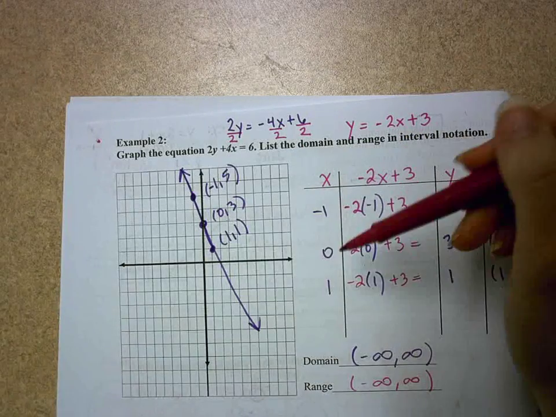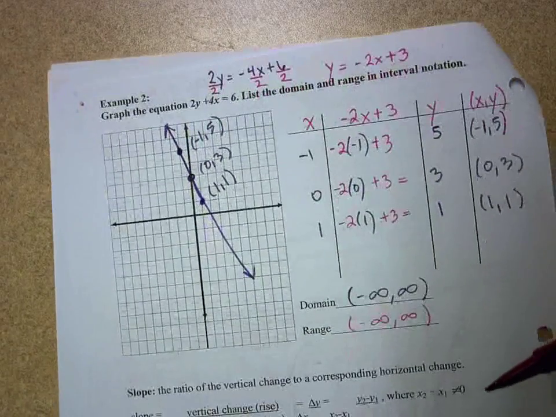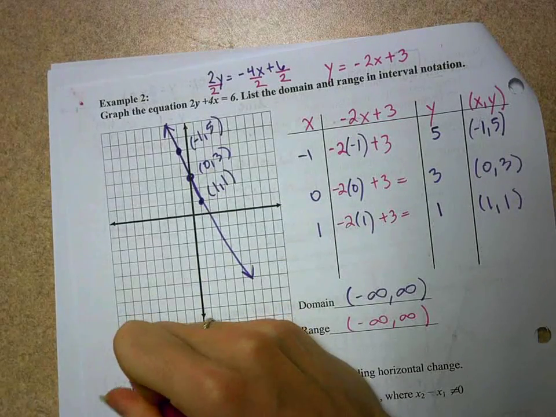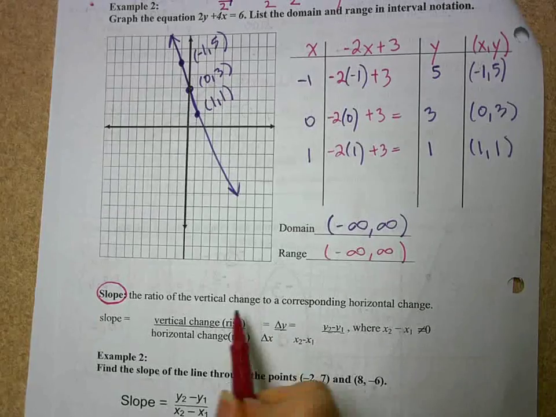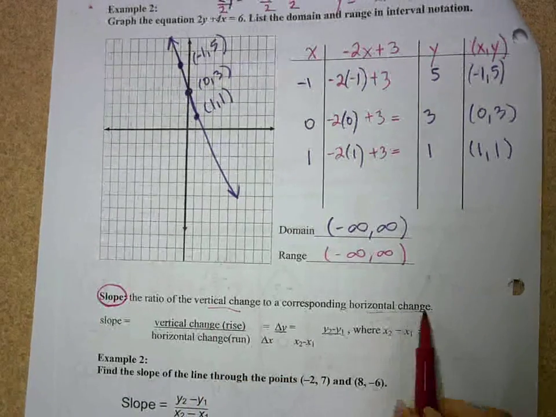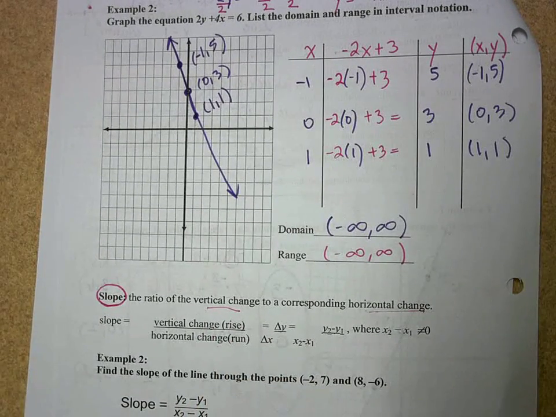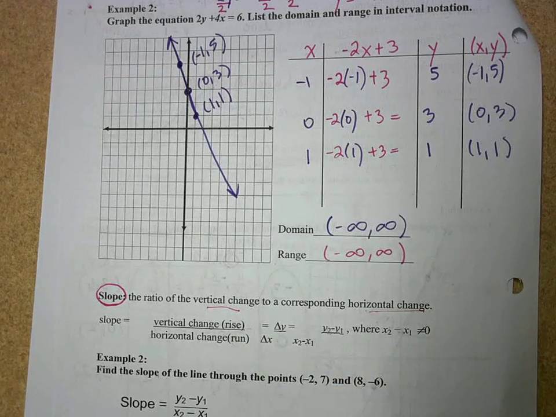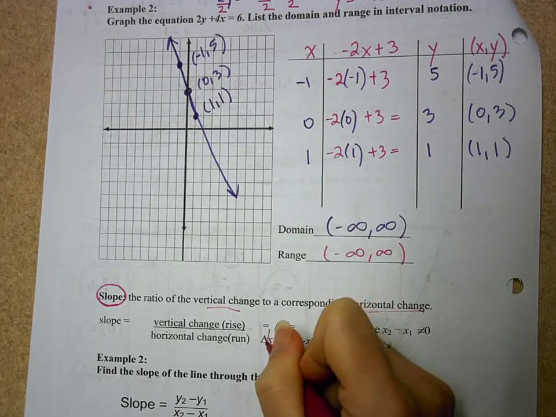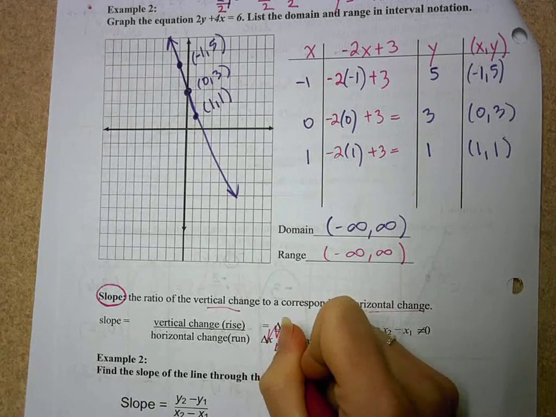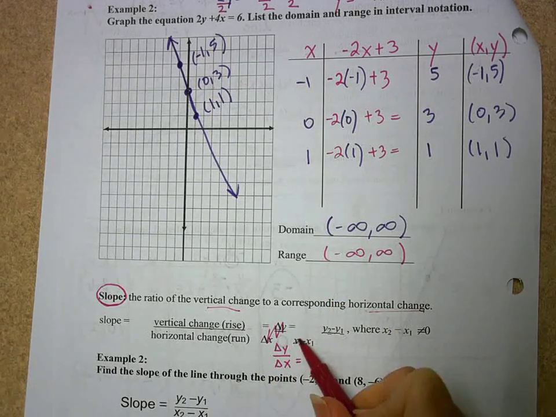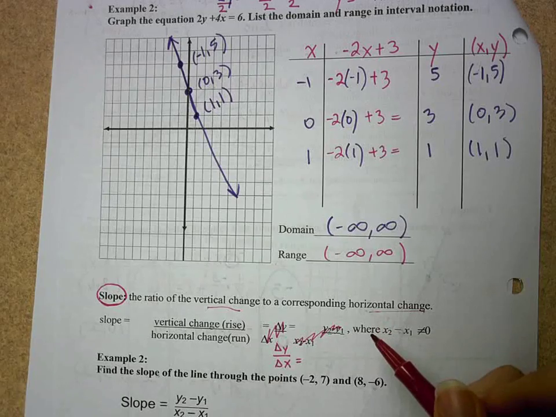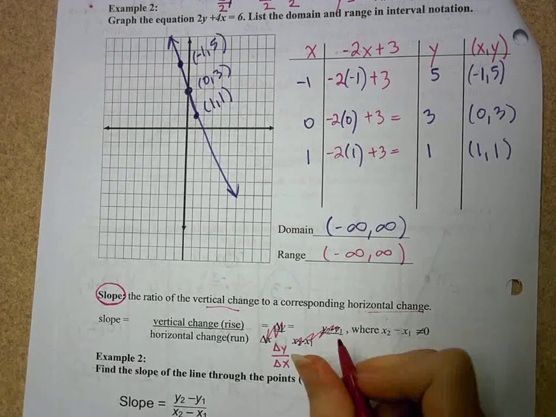So after looking at many lines, we were able to determine how to find the slope of any linear equation. The slope is the ratio of the vertical change to the horizontal change. It's also known as rise over run. And I know this didn't get copied very well, but you guys know this. Change in y over change in x. And we have a formula that we can use which works for all lines to tell us how steep the line will be.